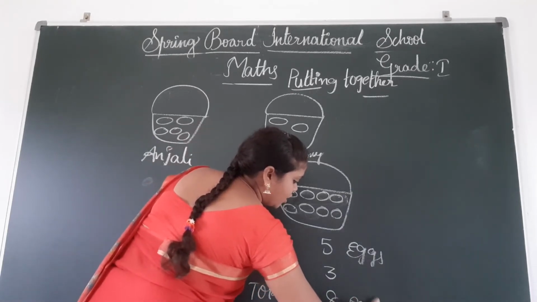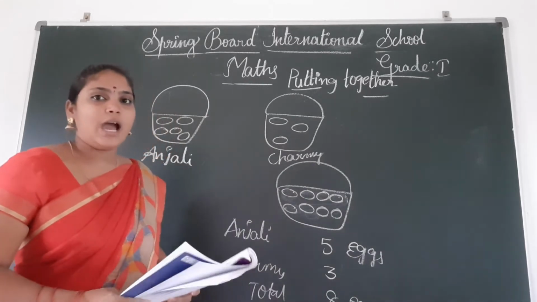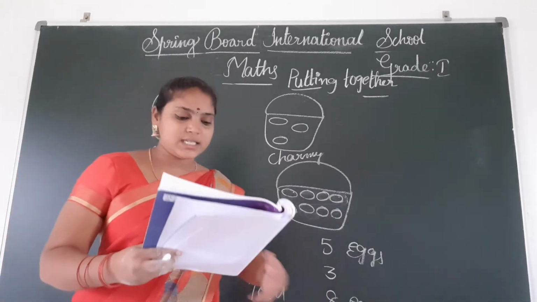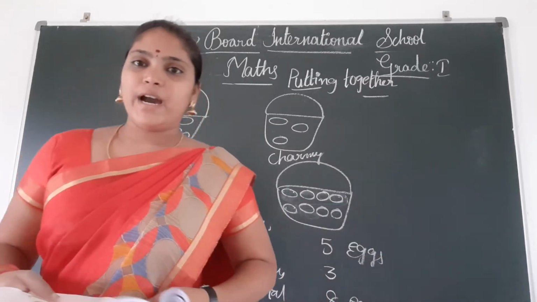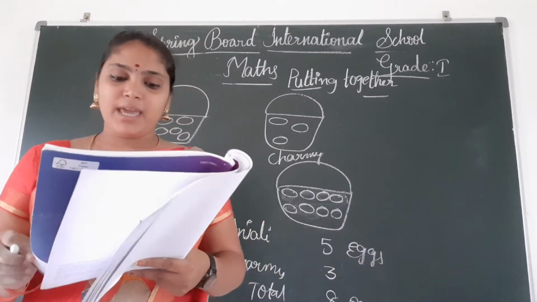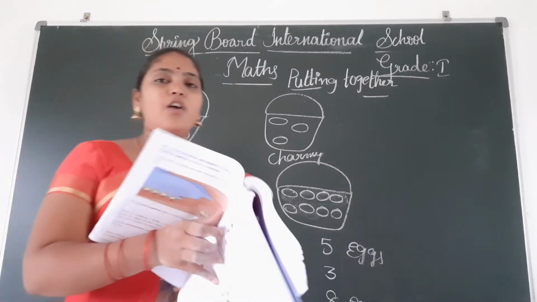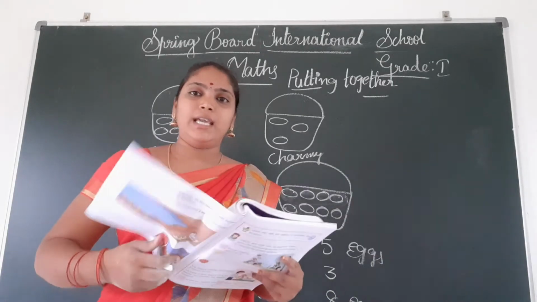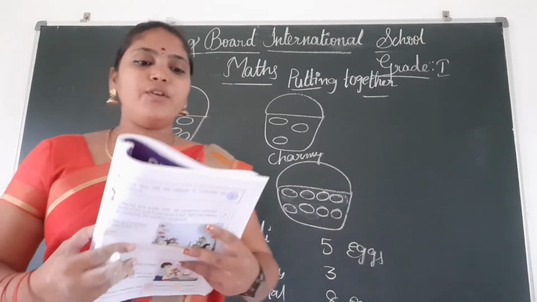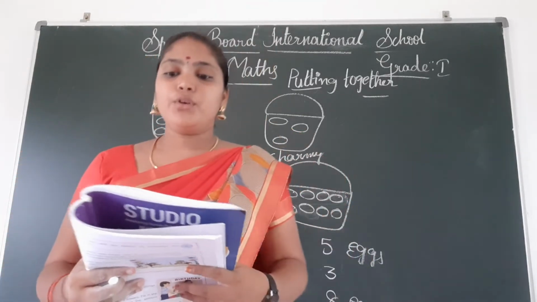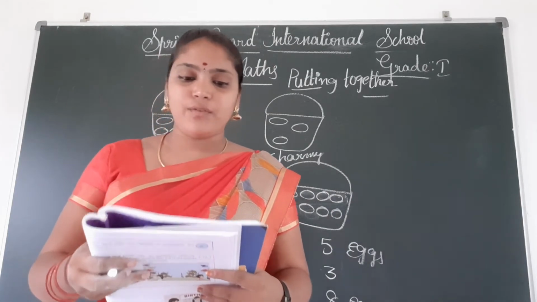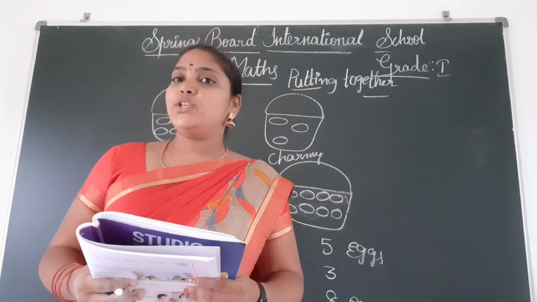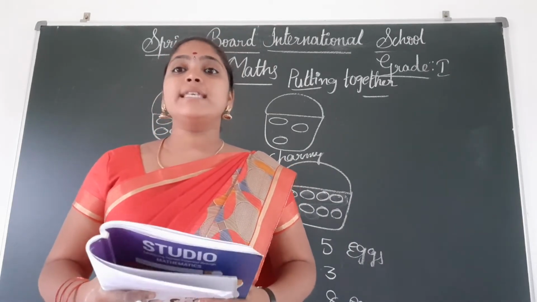Okay children, note down everything like this. You have to write the numbers first. Anjali has 5 eggs and Charmi has 3 eggs. Number of eggs put together, totally 8 eggs. We helped the farmer put together all the eggs into one basket. Putting together is known as addition.